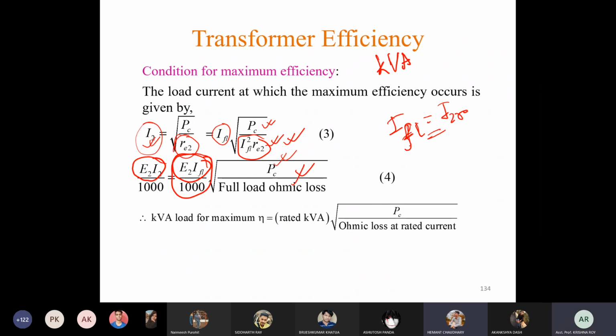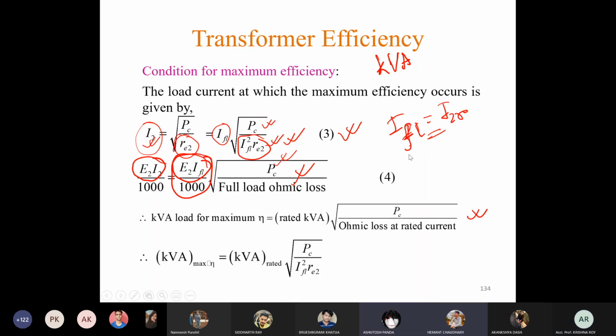Is it clear? From this equation you will be able to calculate the load current. From this equation you will be able to calculate the load kVA, kilovolt ampere loading. Okay. Yes, sir. So mathematically we can write like this: kVA at maximum efficiency is rated kVA times root over PC by full load copper loss.